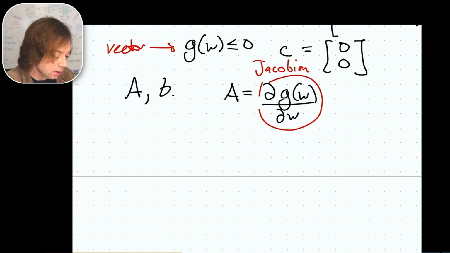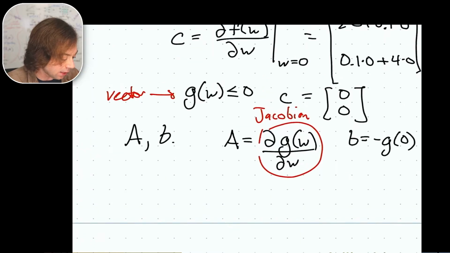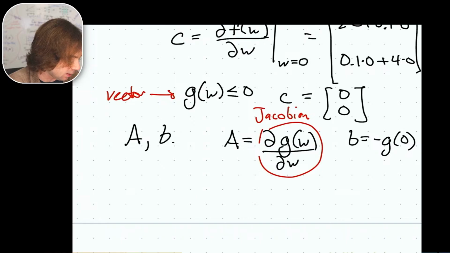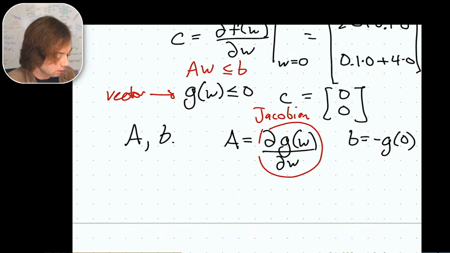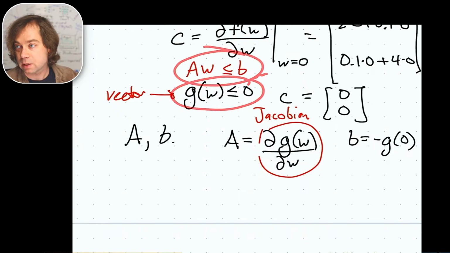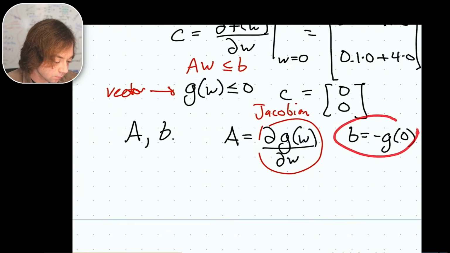And B was equal to minus G of 0. The reason is that we are saying, anything that's left over inside of G, we want to move to the other side, and so it becomes AW is less than or equal to b. So that's what we covered last time. It's exactly like the linear program. We want to turn this general constraint, which is linear, into this form so we can give it to our solvers. And we currently have two constraints.